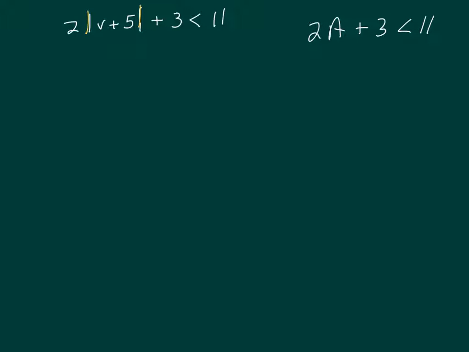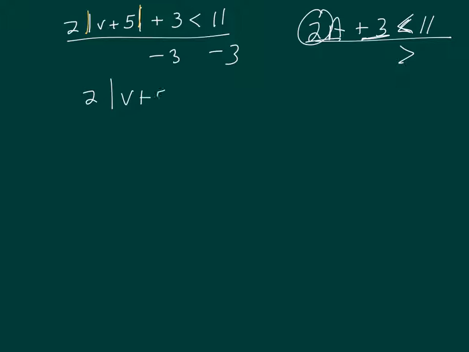And for starters, I'm going to solve this the same way I would solve this. Meaning I'm going to subtract 3 and I'm going to divide by 2. I do want to remind you guys with inequalities, if this number that you multiply or divide by is ever negative, the inequality has to flip directions. But that's not happening here. So we're going to go ahead and kick this off by subtracting 3 from both sides, giving 2 times the absolute value of v plus 5 less than 8.